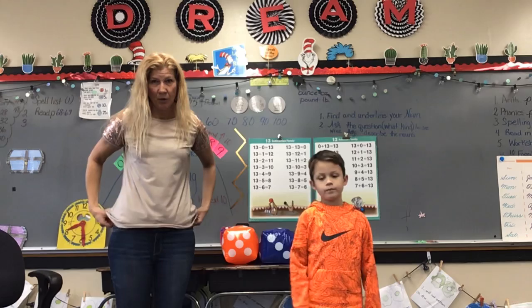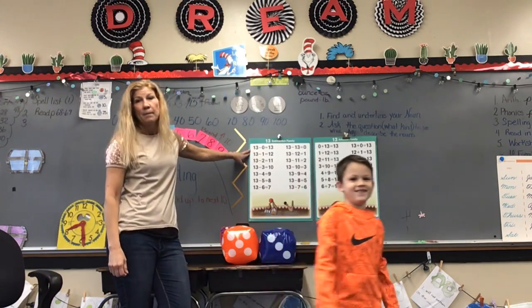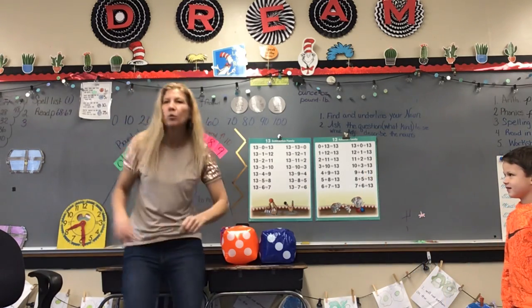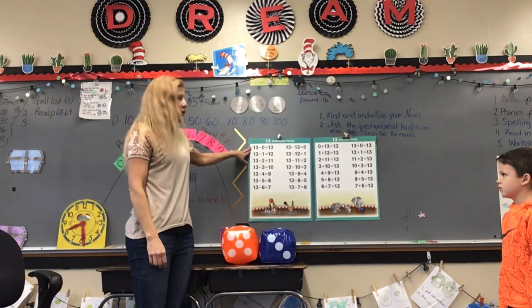Good job. Now we're going to go ahead and go through our 13 subtraction family. Ben wants to floss. I was going to ski hop. Okay, so whatever you want to do. If you want to hop, go back and forth, you can do that too. So we're going to go ahead and start it out.